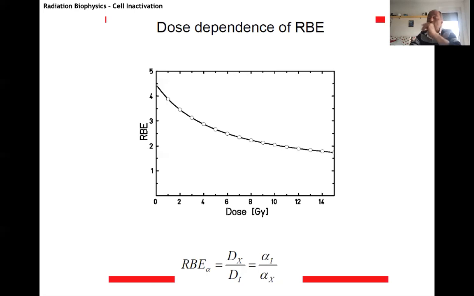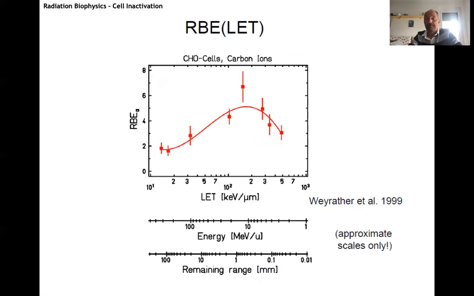You see one problem here with the multi-target model. With the multi-target model, you are in trouble here because the alpha of X-rays is always 0. Essentially, because the initial slope is always 0, the RBE at 0 will always be infinite. So you see the problem of the multi-target model and the importance of the initial slope in the photon, in the X-ray survival curve.